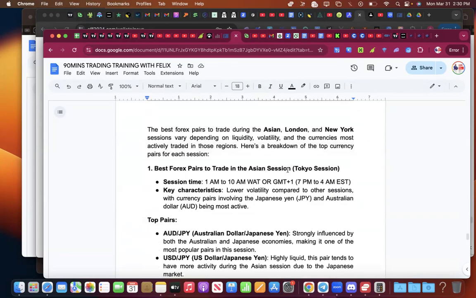Best pairs to trade in the Asia session, Tokyo. It runs from 1 a.m. to 10 a.m. Nigerian time, West African time. Look at them.